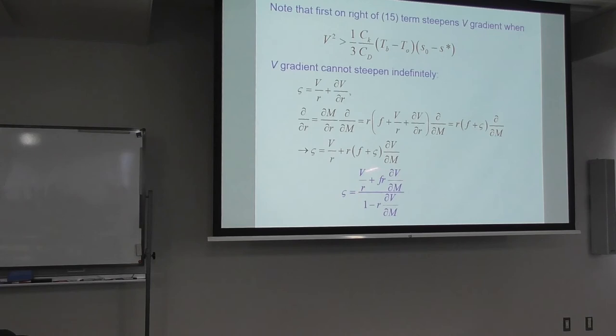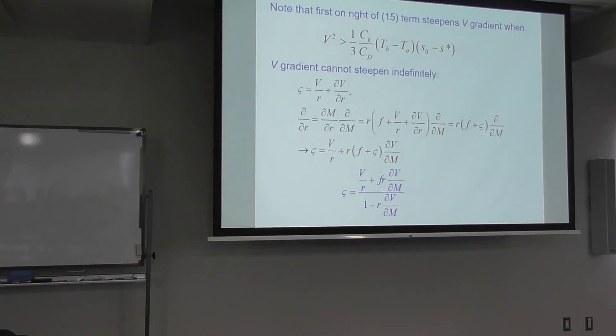Now, why does that matter? What matters is that if dv by dm becomes as large as 1 over r, this goes to zero and the vorticity goes to infinity. Now, some of you may have heard of the semi-geostrophic theory of frontogenesis. I don't know whether you've ever heard of that. It's a brilliant piece of work that dates back to Hoskins and Bretherton in the early 1970s, one of my favorite papers, by the way.